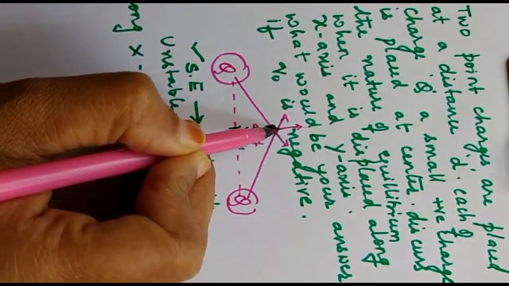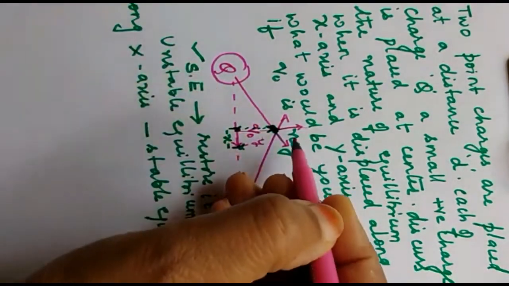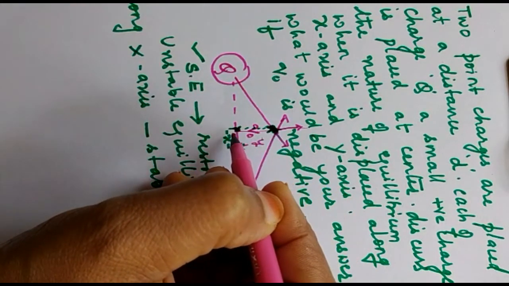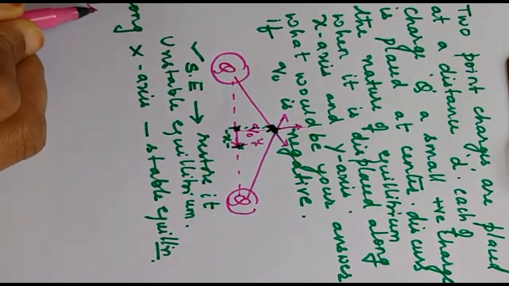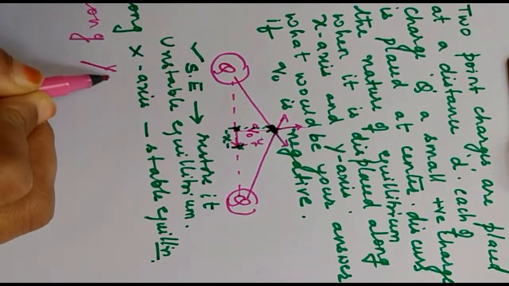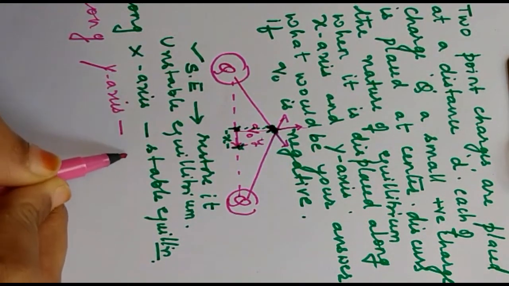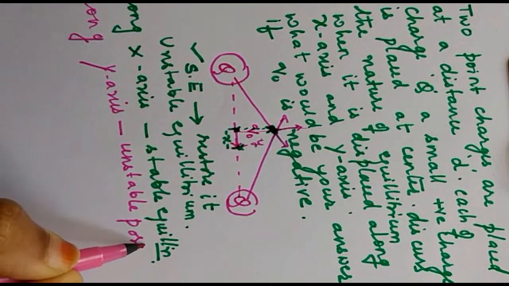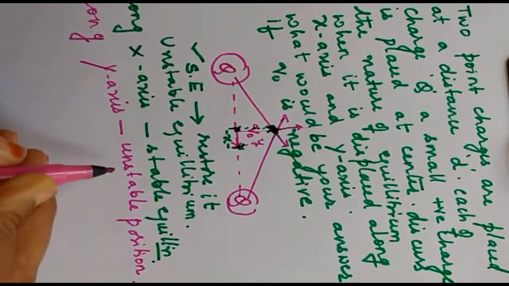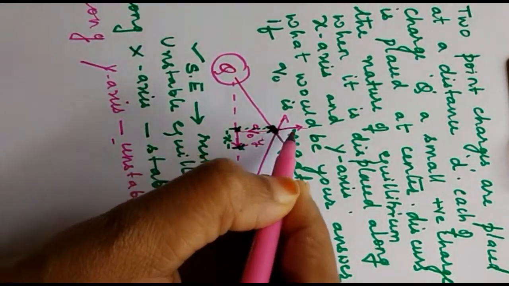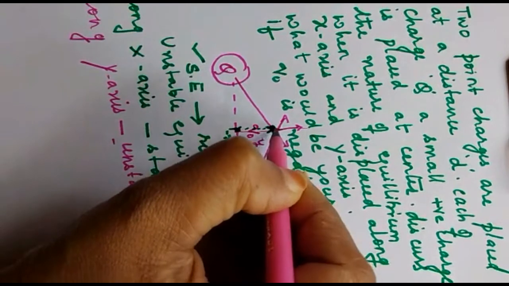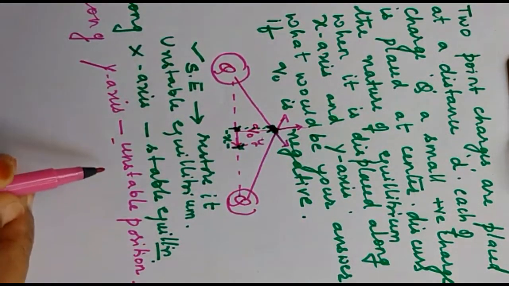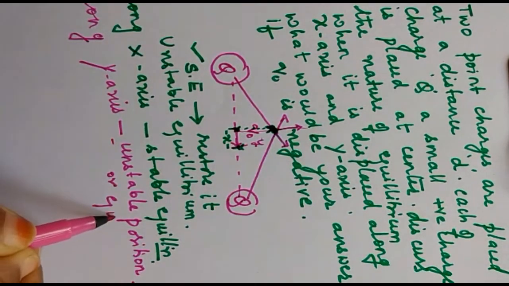That means this charge has a tendency to go upward but not a tendency to come back. Since it cannot come back to its initial position, along the y-axis it is in an unstable position. I cannot say that it is stable, because once you displace it, there is no force to bring it back to its initial position. So this is what type of equilibrium? Unstable equilibrium.